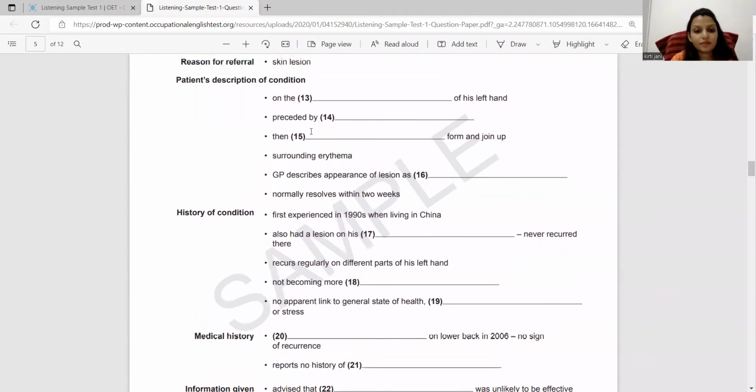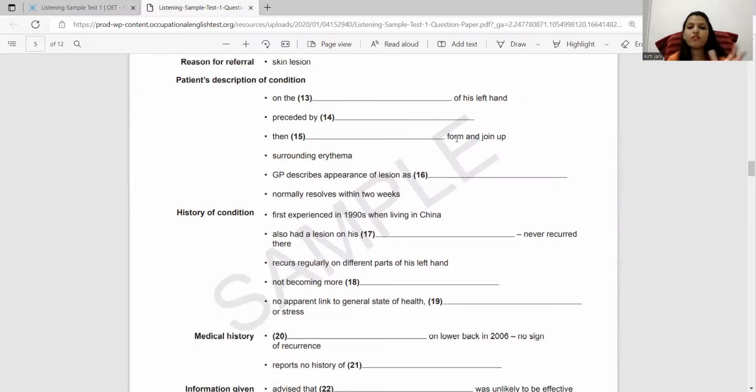Let's start predicting again. On the dash of his left hand. So "on the" says it is about the surface, but left hand is already given. So this is asking about the part of the left hand, okay, on the elbow, on the fingers, on the palm, on the shoulder, where exactly it is. Again, asking for the location. Preceded by something, aggravated by what? Okay, as a result of what?